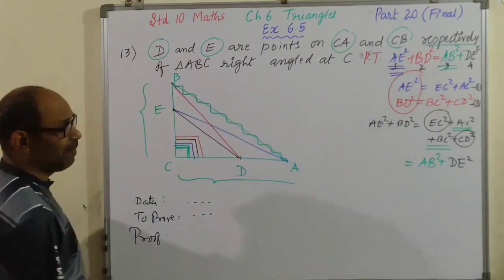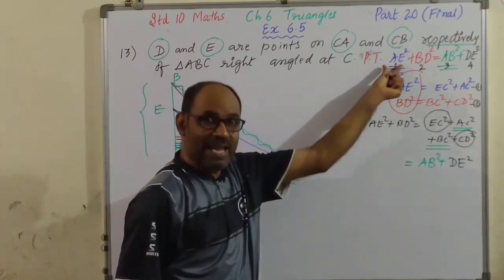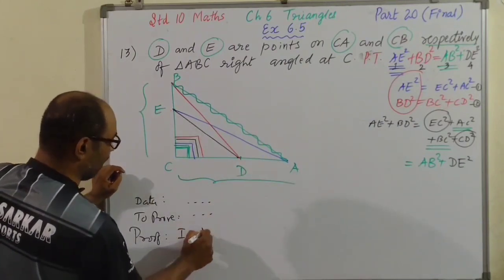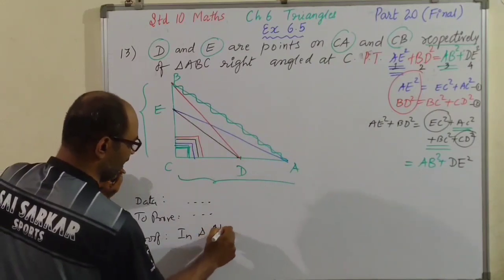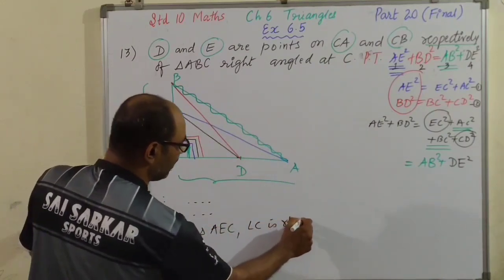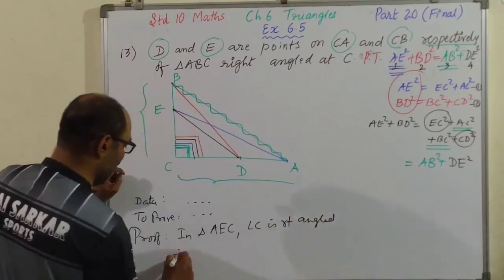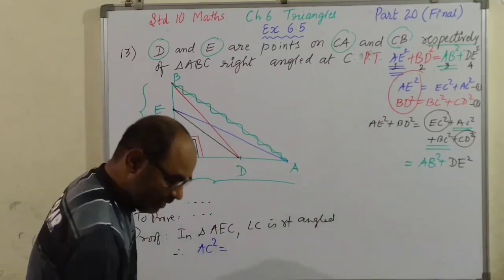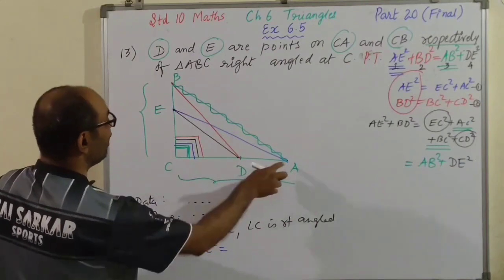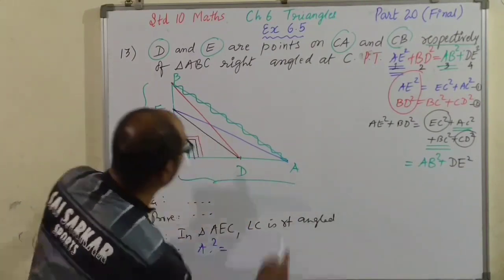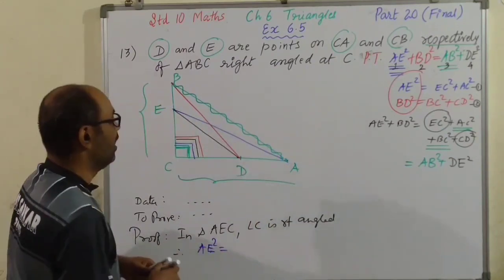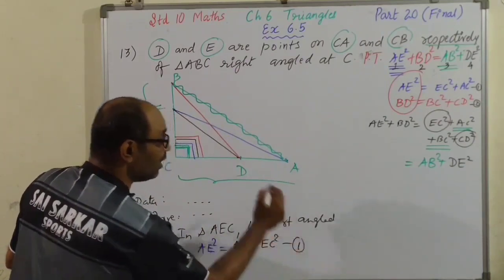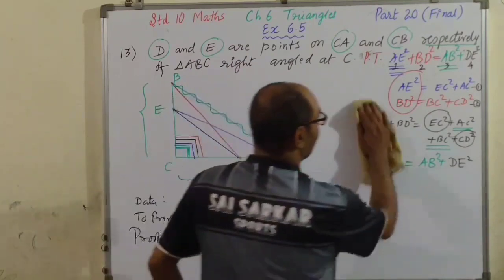That's it. I'll pick up first AE. Let me pick up AE. AE means the blue triangle, right? So in triangle AEC, angle C is right angled. Therefore, let me write in blue. AE square, hypotenuse is AE. AE square is equal to AC square plus EC square. Result number 1. Alright? Fine.